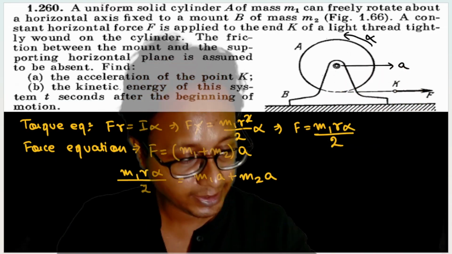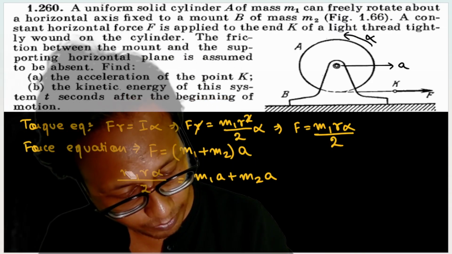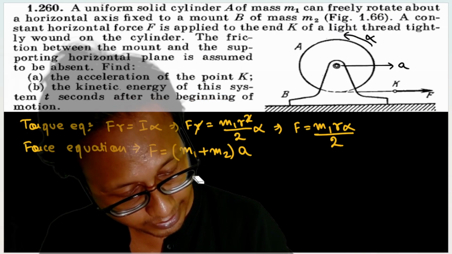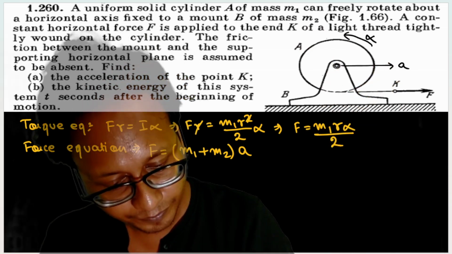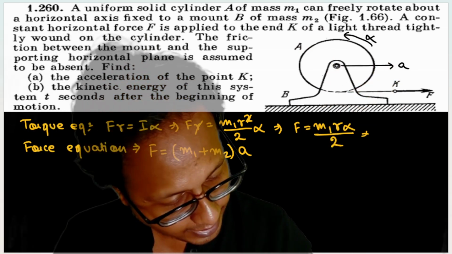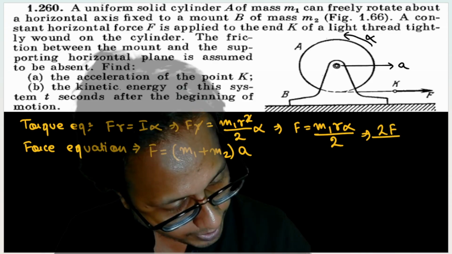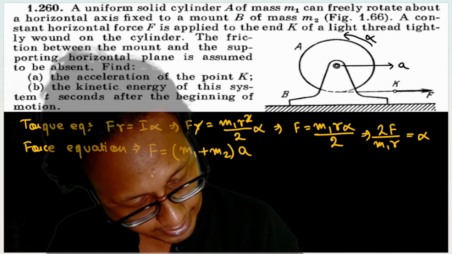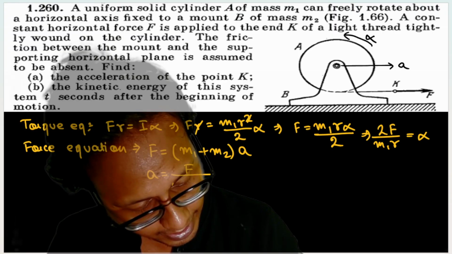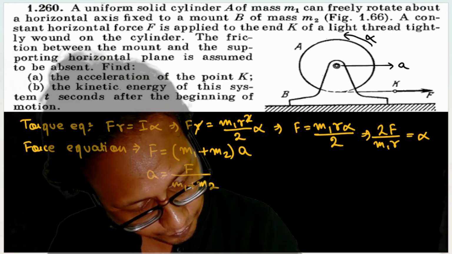So I can say that this relation was not equal. This entire thing was not equal. See, alpha and this A are independent. They have no relation with each other. So I can easily say that 2f by m1 into r is equal to alpha. And linear acceleration is nothing but f by m1 plus m2.